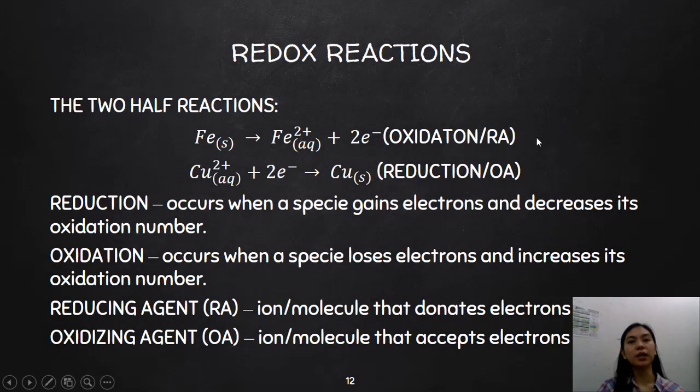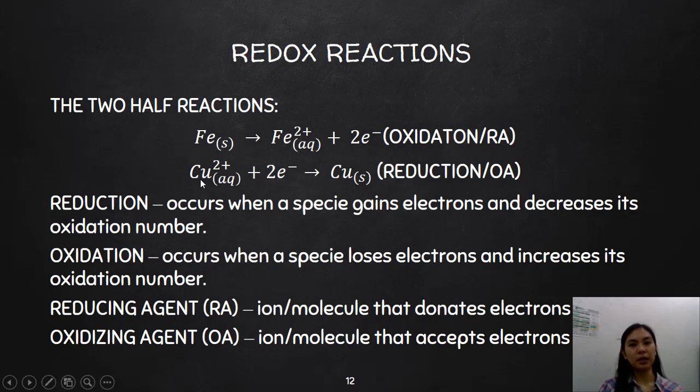So here, if we recall, we only briefly touched on the half reactions earlier. You have your iron and then your copper half reactions. How do you know if it is the reduction reaction? A reduction reaction occurs when a species gains electrons and decreases its oxidation number.